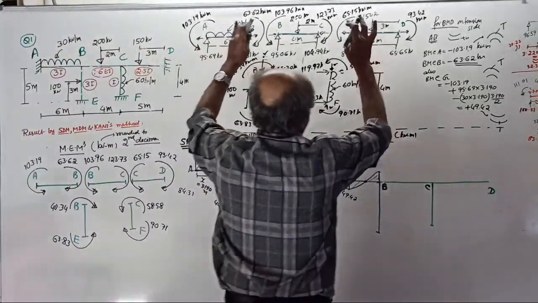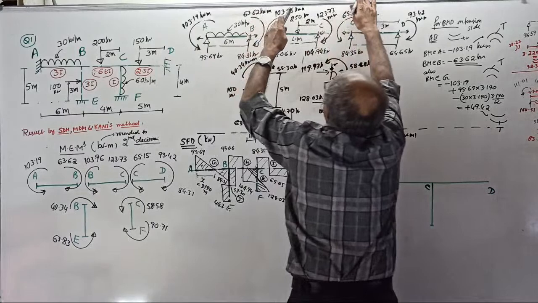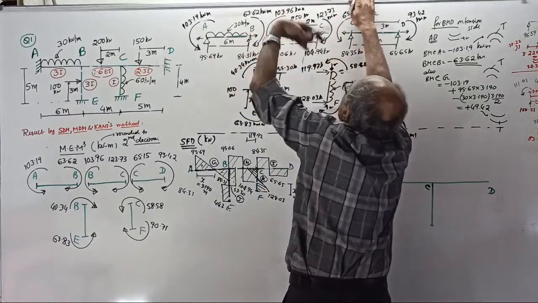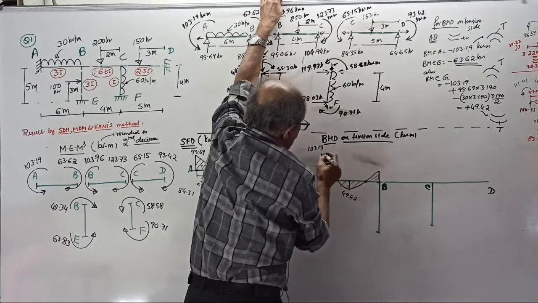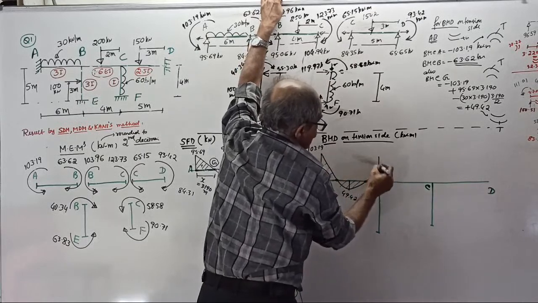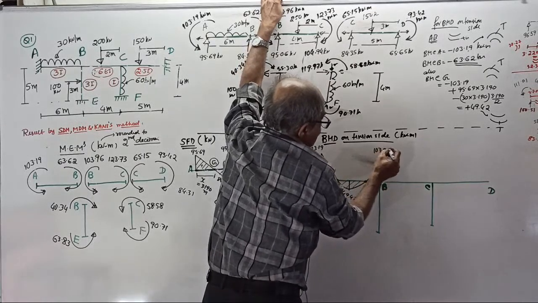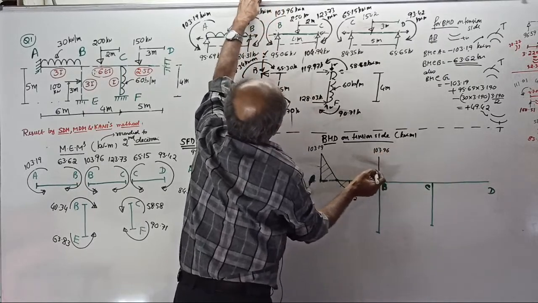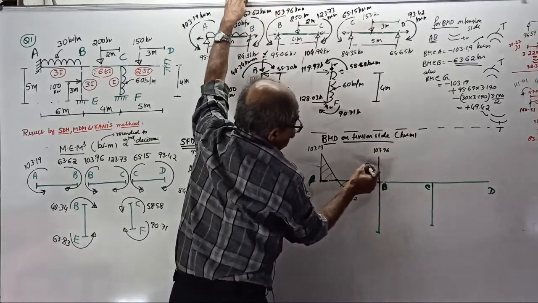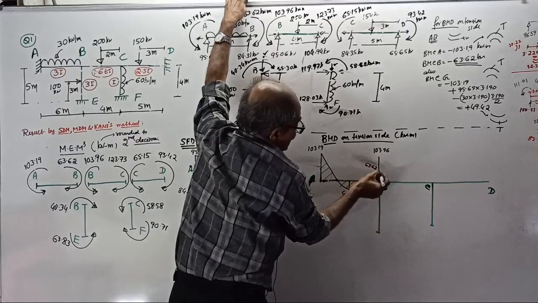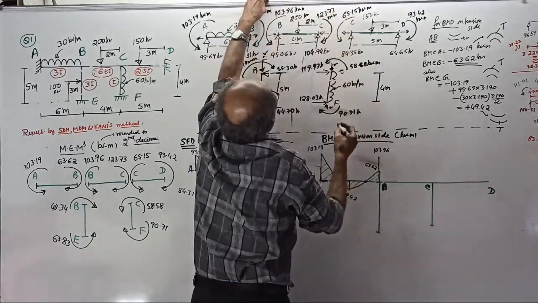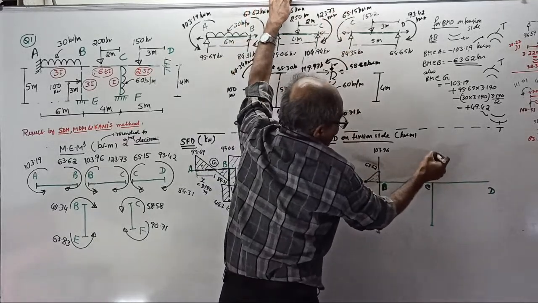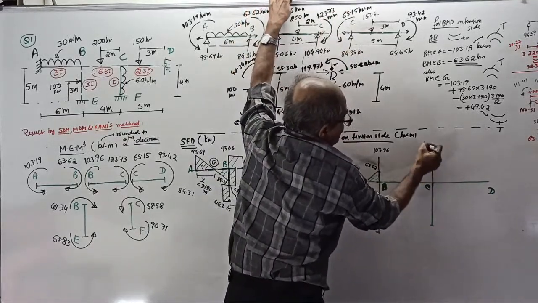You should do it. BMD for BC, here bending moment, minus 103.96, somewhere here. Little more than this one. 103.96. Now I can write here 63.62. Okay. That is for this value. Bending moment here, minus 123.73. Still bigger. 123.73.